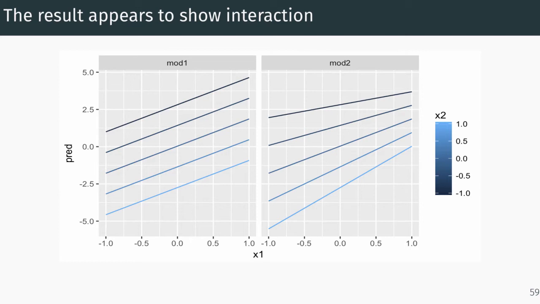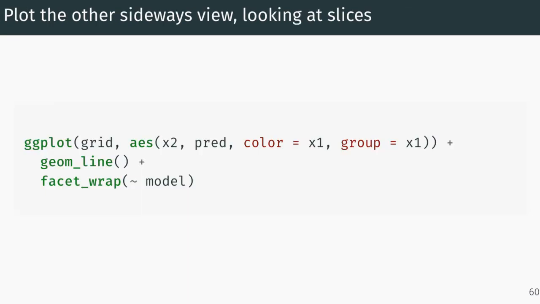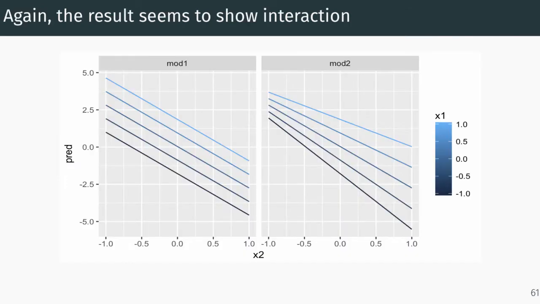And the result appears to show interaction. But again, we don't know how good this model is. The interaction may be illusory. We want to plot the other sideways view. So here we put x2 in, and x1 is the color and x1 is the group. And we facet wrap, so we have 2 facets here. And again, it looks like there's interaction here. But we still don't know for sure which model is better.